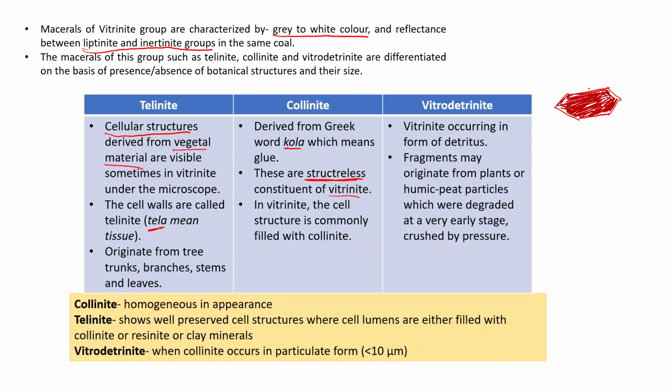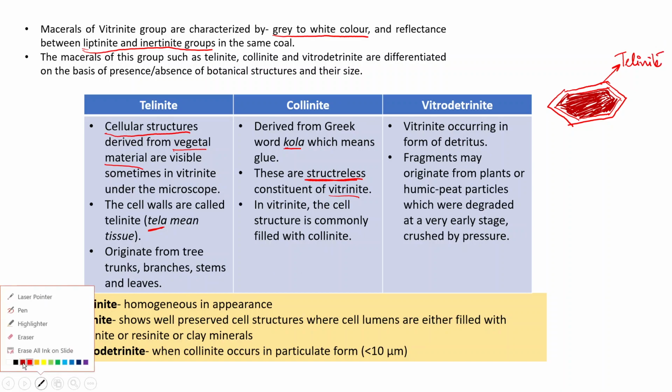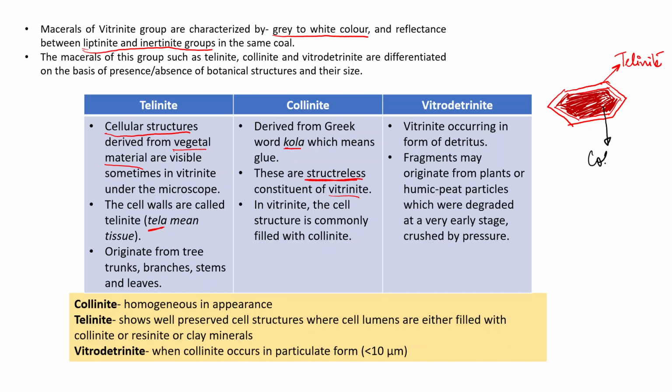Then the outer structure, this cell structure, this will be the telinite. While the gelatinous substance which is filling in, this will be the colinite.